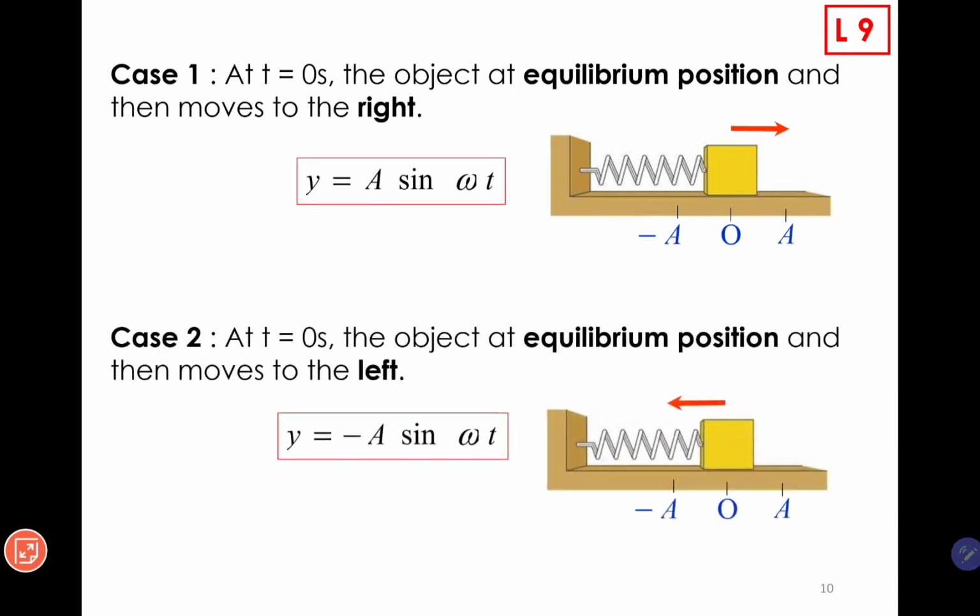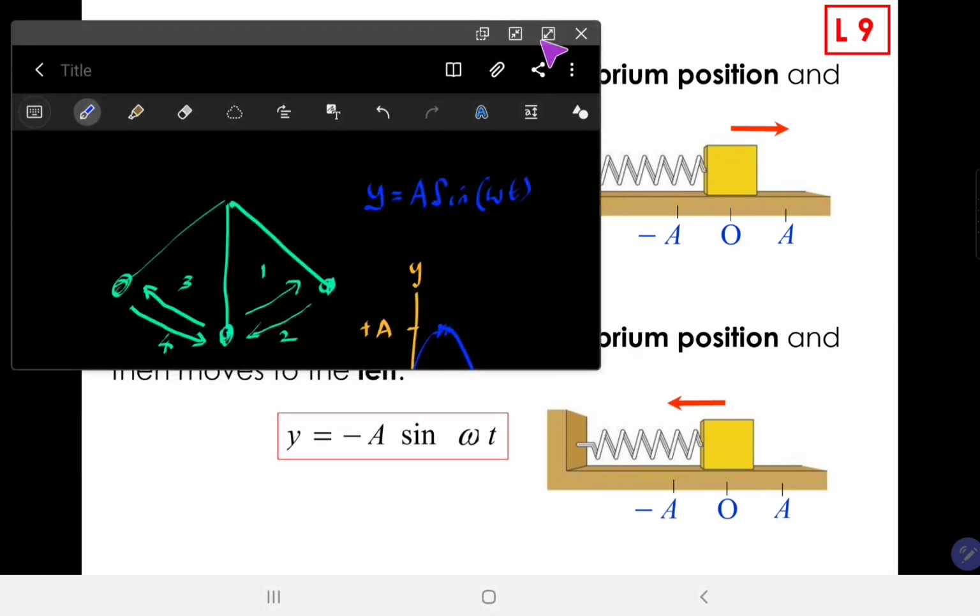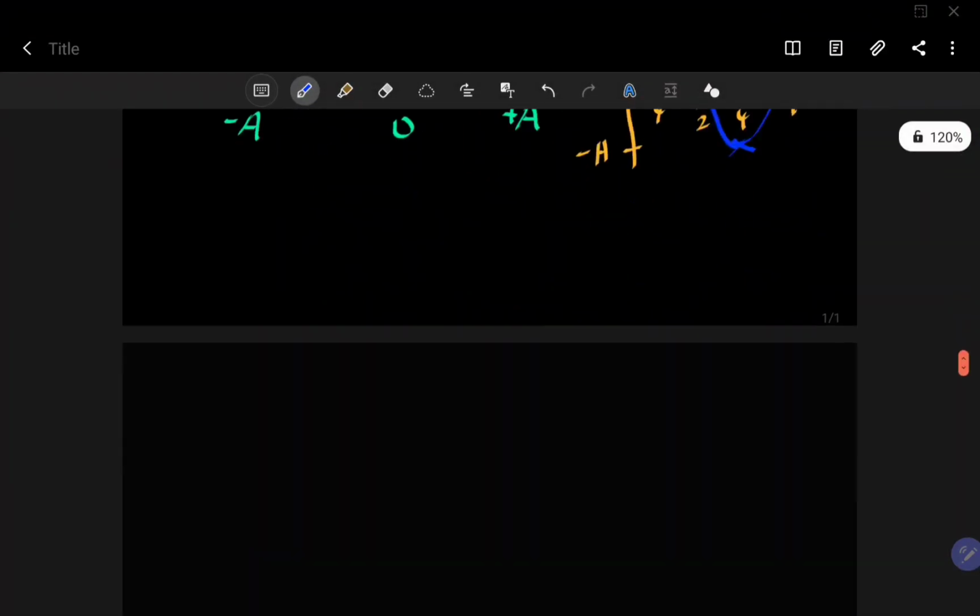For the second example, at t equals 0, the object is at the equilibrium position and then moves to the left. Moving to the left first means the object reaches the negative amplitude. How is it? We take out the diagram again. By having the axis, this is y against t.